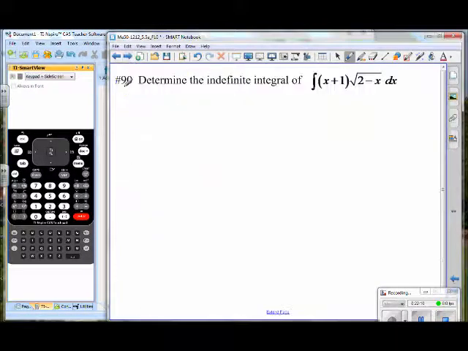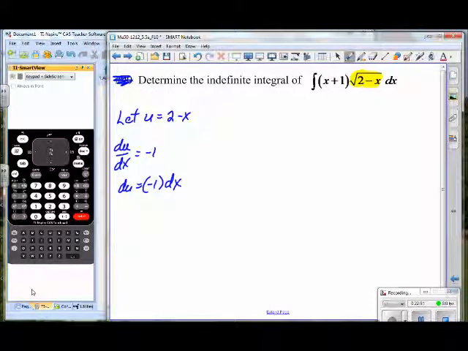Okay, looking at the next problem, this one has a little bit of a twist to it, so we'll go through this very carefully, make sure that we see where that happens. Once again, do we see a composite function? It's right there, the square root of the function 2 minus x. So we're going to begin the same way. Let u equal that inside function. And then we take a look at du dx, and we would have negative 1. And if we look at multiplying both sides by the differential x, we would have this.